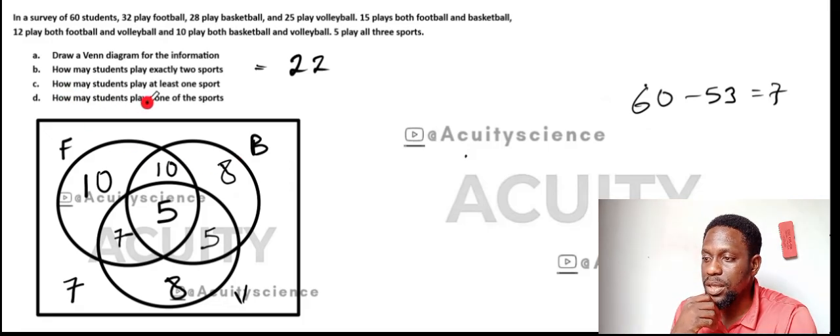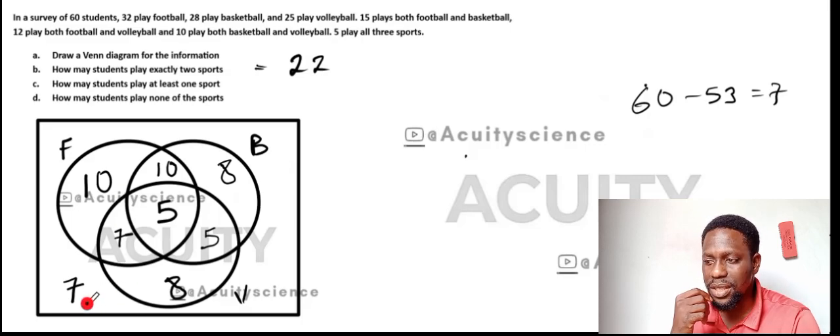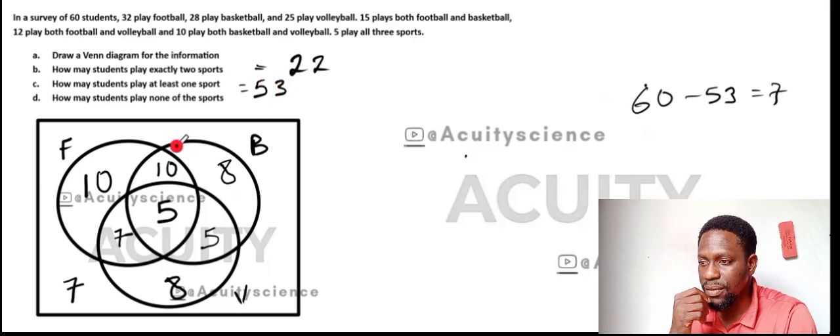The next one. How many students play at least 1 sport? At least 1 sport means how many students actually were involved in this. That's everybody except the 7 out here that didn't do anything. So it's 53. Now how many students play none of the sports? And that is 7. Super.